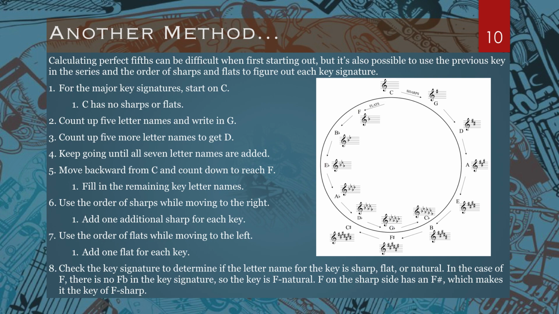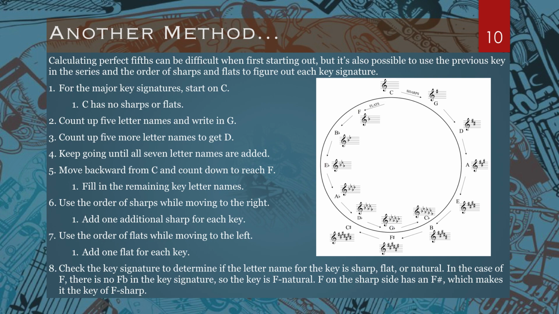Now when we get to F sharp, suddenly the key signature does have an F sharp in it. So it can't be F. It can't be F because there's an F sharp in the key signature. So that one has to be F sharp. C sharp, same thing. There's a C sharp in the key signature, so it has to be C sharp.